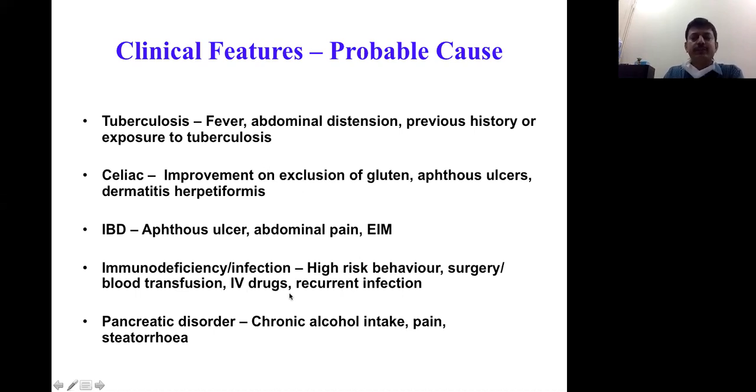If somebody has history of chronic alcohol intake, he has upper abdominal pain, which is worsened with food and relieved on sitting up and leaning forward, then you suspect a pancreatic disorder. So again, I think instead of trying to remember these, if you remember the conditions causing malabsorption, it will be easy to know what history to ask for each of the conditions.